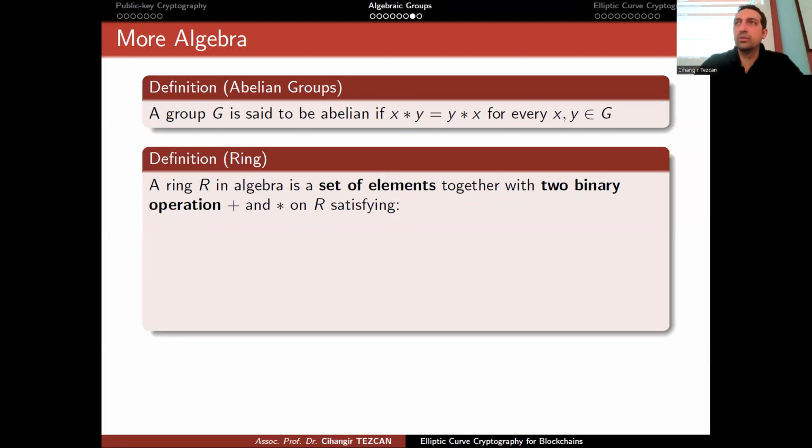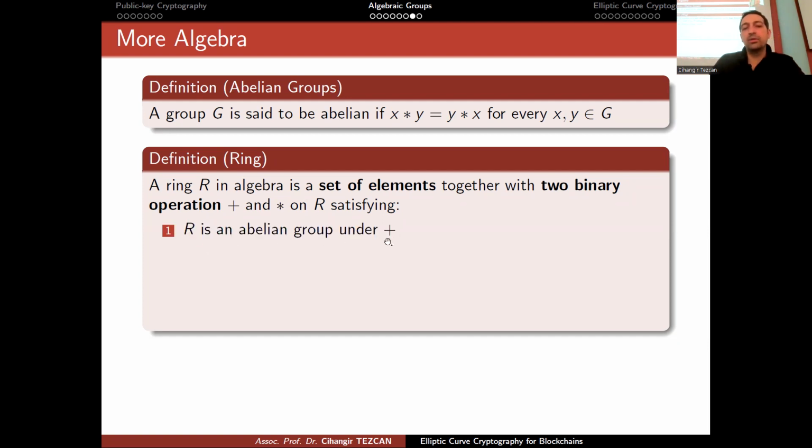We talked about groups. Now let's talk about something with 2 operations. So a ring R in algebra is a set of elements together with 2 binary operations, plus and star, on R satisfying... Actually, you can use the multiplicative notation here. It doesn't matter, but all you need to know is that it supports 2 operations, 1 addition and 1 multiplication, let's say. So it has to support the following.